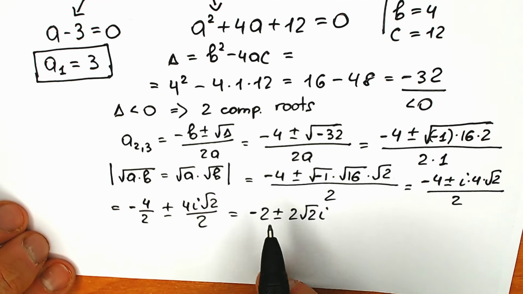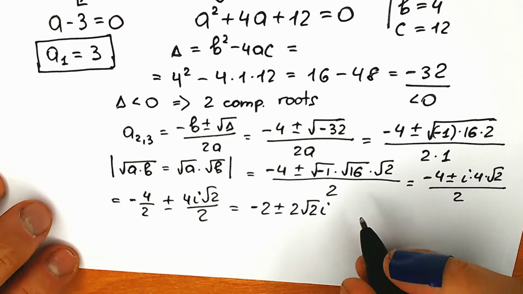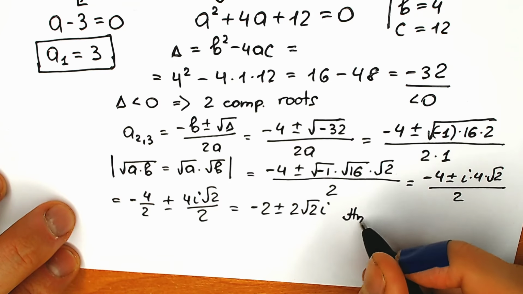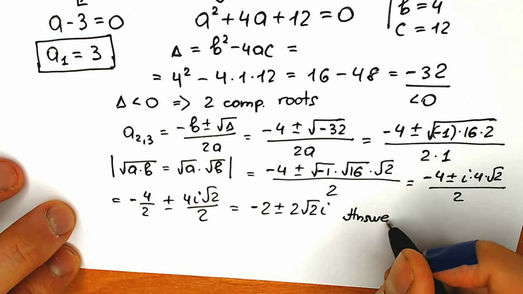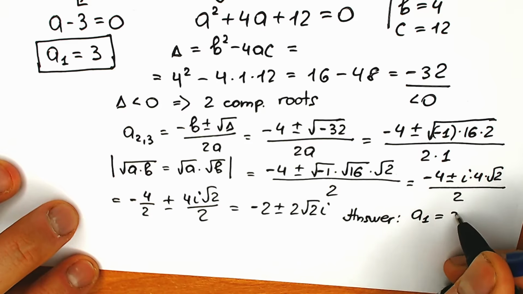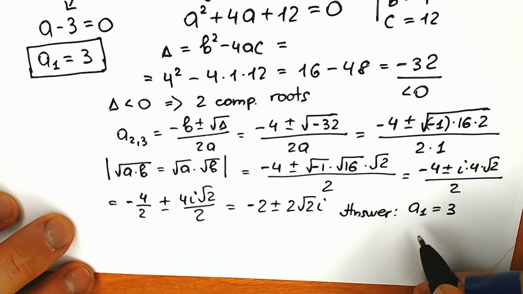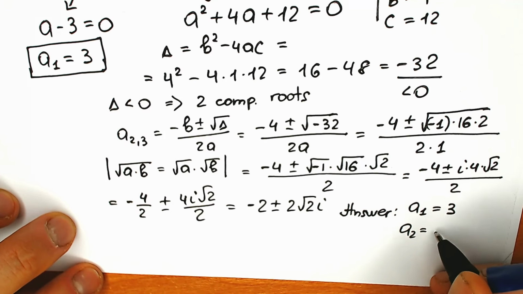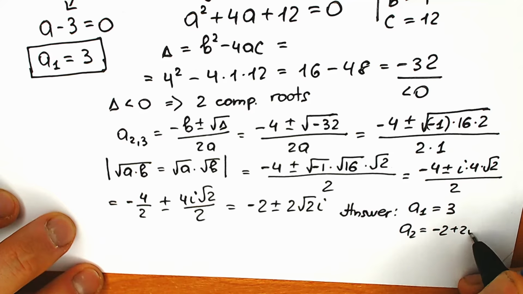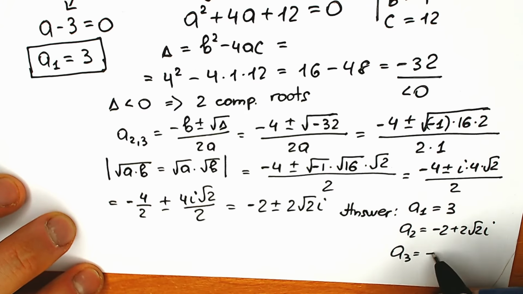Right here we have our a second and a third, so we can write our full answer. Let's do it right now. So our answer right here on the right bottom angle. So a first equal to 3, a second equal to minus 2 plus 2 square root of 2 times i, and a third equal to minus 2 square root of 2 times i.